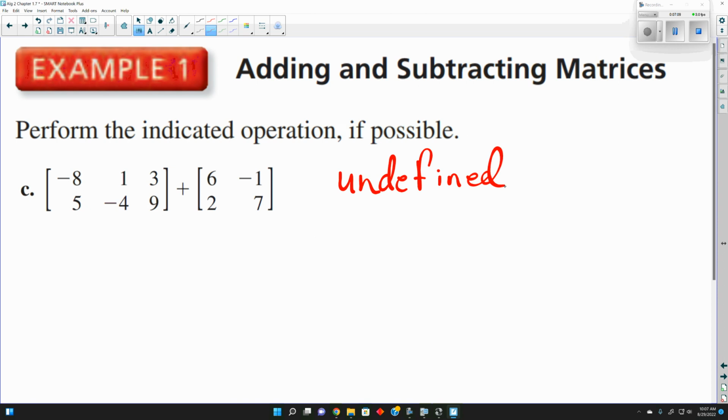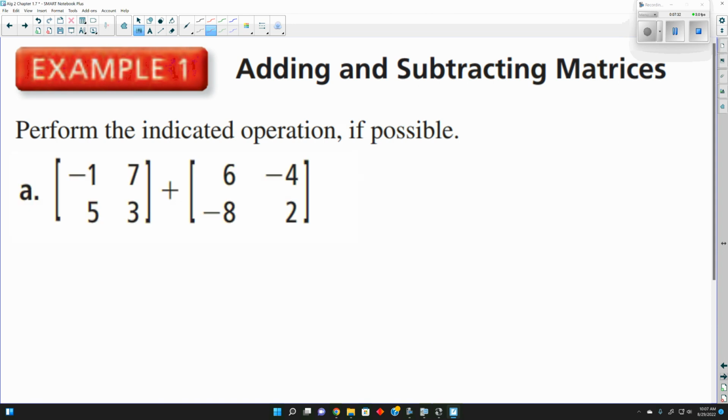Yep, because the sum or difference of two matrices with different dimensions is undefined. We can't add anything to it because we're actually changing it. If it was taking the place of something, that's fine, but here we're putting more information into it. So it doesn't work. Any questions on this so far?